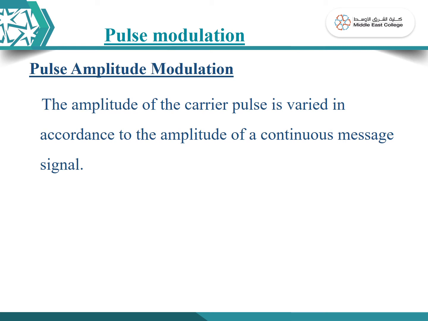So here first we will discuss different types of analog pulse modulation techniques. The first one is pulse amplitude modulation. Pulse amplitude modulation means the amplitude of the carrier pulse will be varied in accordance with the amplitude of the continuous message signal. As it is a type of analog pulse modulation, here the message will be analog but the carrier will be a pulse. This is the first lab experiment we have done in the class.